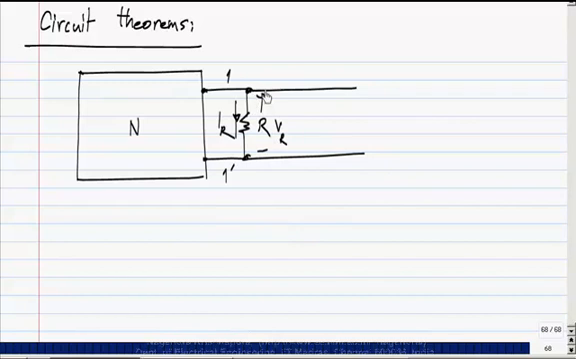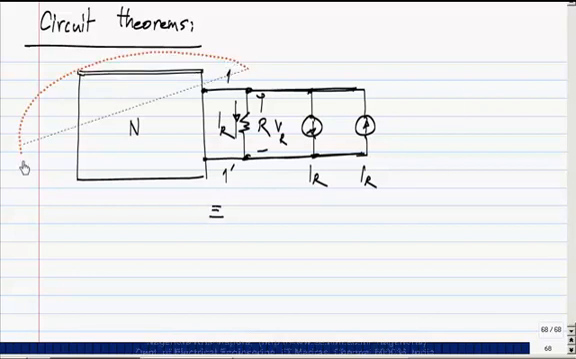Now, first of all, let me just extend these two wires here. I connect something like this. Two current sources in parallel of equal value IR and in opposite directions. Will it change anything in the circuit? Because really I have not connected anything at all.